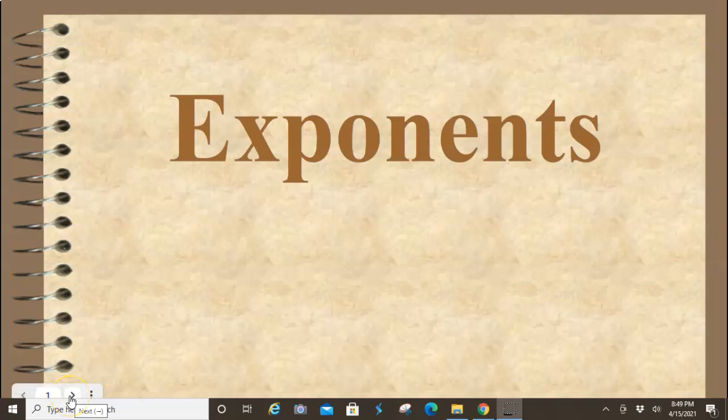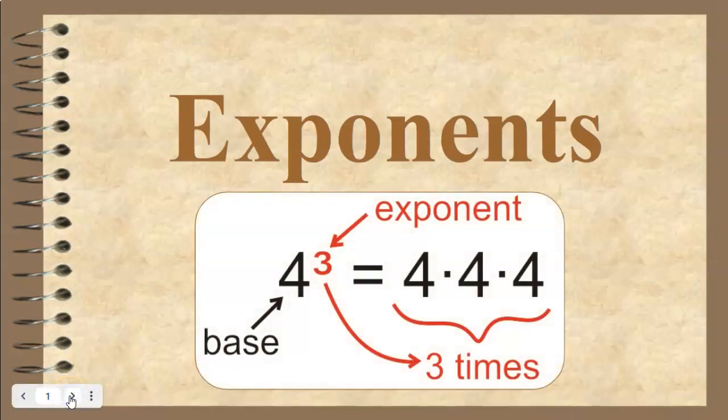So we've already talked a lot about exponents. We talked about how the big number is the base and the little number is the exponent. And the exponent tells us how many times we're multiplying the base by itself. So in this case, 4 to the third power, or 4 cubed, means I'm going to multiply 4 3 times. 4 times 4 times 4.